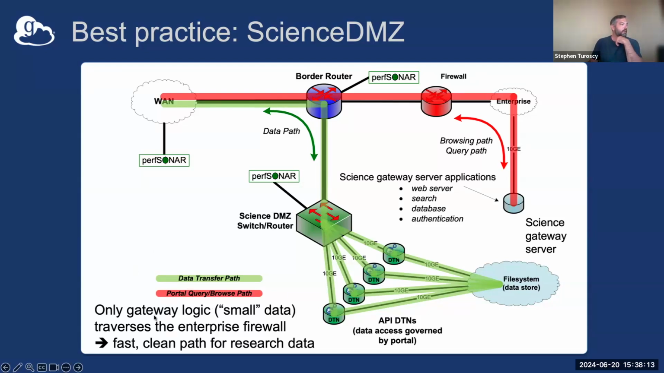So it says down here, only gateway logic, small data traverses the enterprise firewall. Fast, clean path to research data. Typically, you're doing your search here, and I'm going to show examples of this. You're doing your search, and then your search has pointers to where the data lies, and then your gateway server would open the Globus web app to whatever data you're trying to transfer. Typically, that's the way it's done.